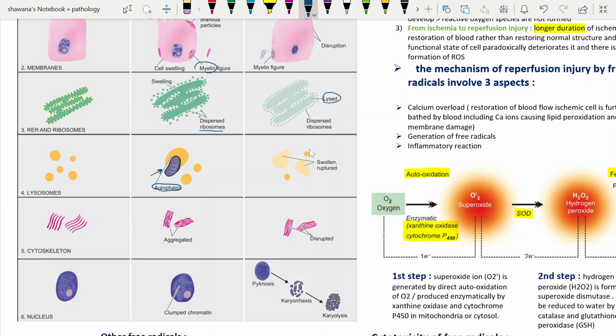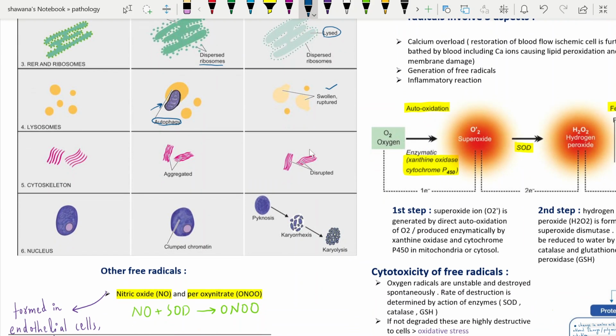This one is the mitochondria, and it becomes swollen and ruptured in case of irreversible injury. Cytoskeleton, the main skeleton for the cell, contains microtubules, microfilaments, etc. It gets aggregated or degraded, and in case of irreversible injury, it becomes disrupted.